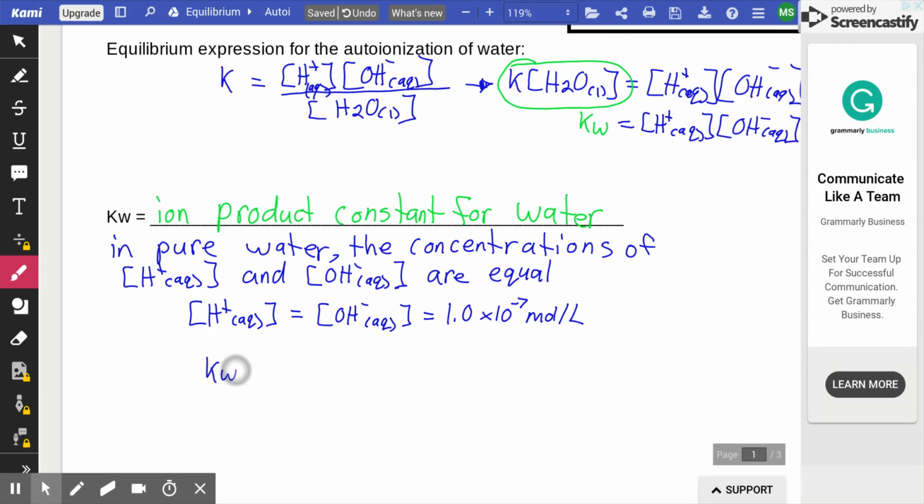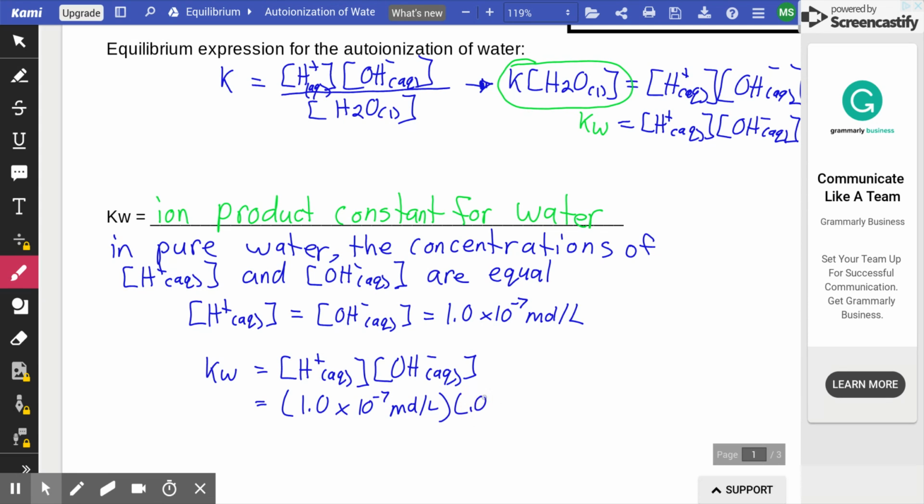So we can calculate our Kw because Kw equals the hydrogen ion concentration times the hydroxide ion concentration. And we know they've measured that they both equal 1.0 times 10 to the negative 7 mole per liter. You can do the math and you get Kw equals 1.0 times 10 to the negative 14.